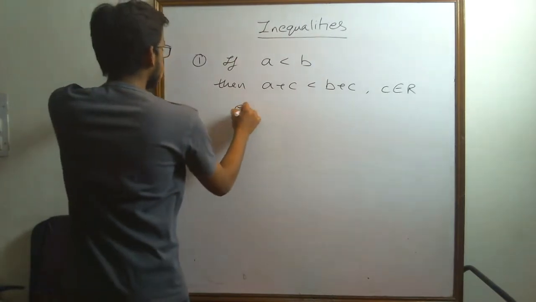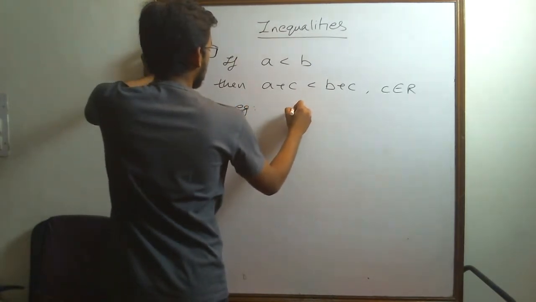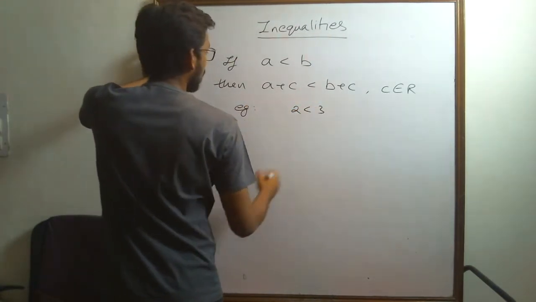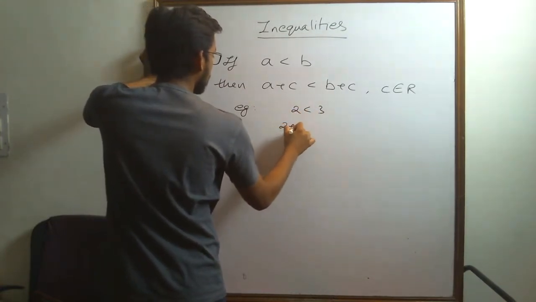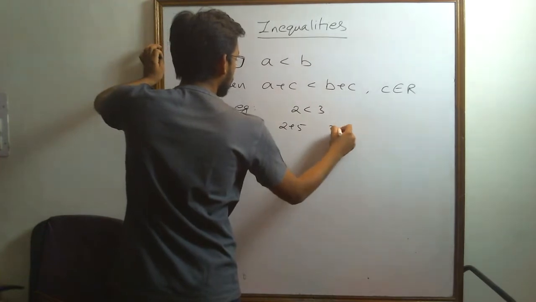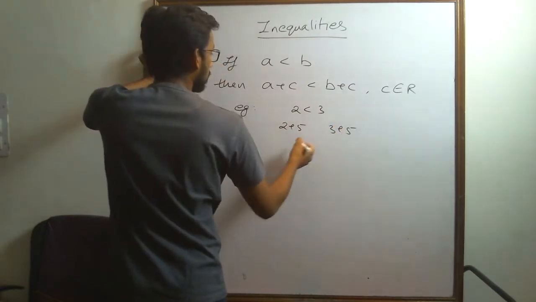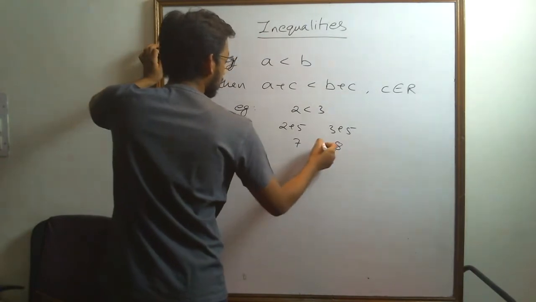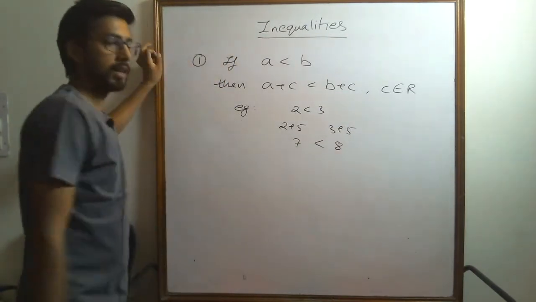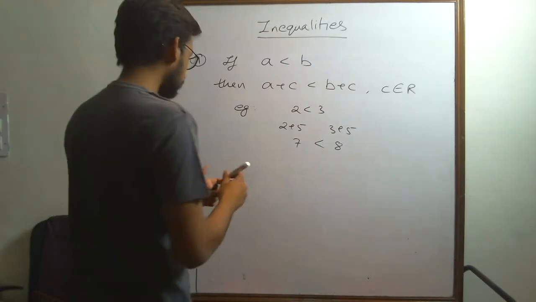For example, say 2 is less than 3. If I add 5 to both these numbers, what do we see? This becomes 7 and this becomes 8, and of course the inequality is the same.